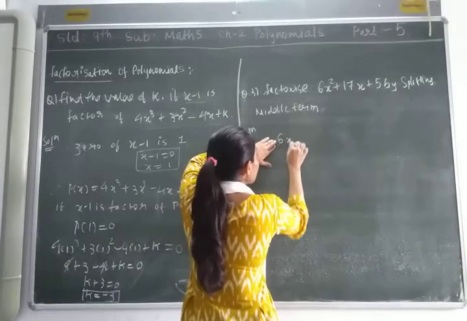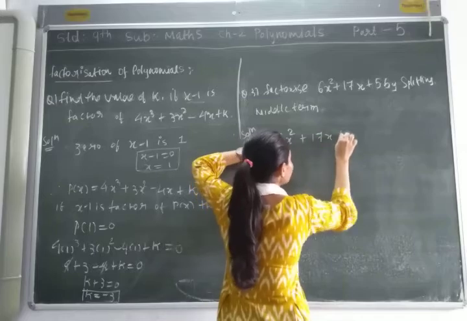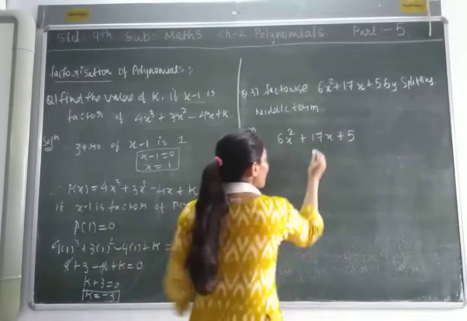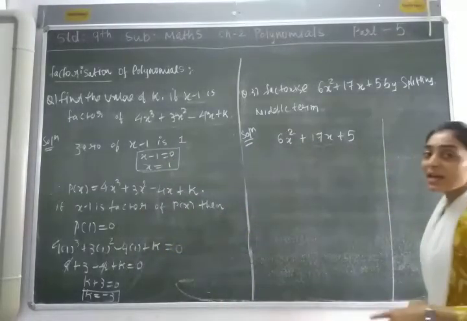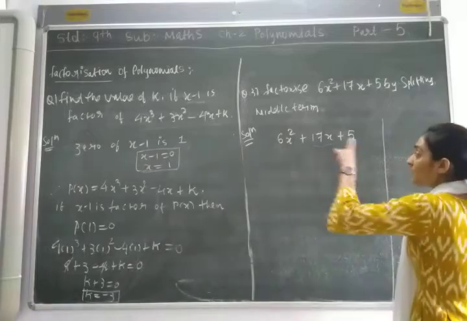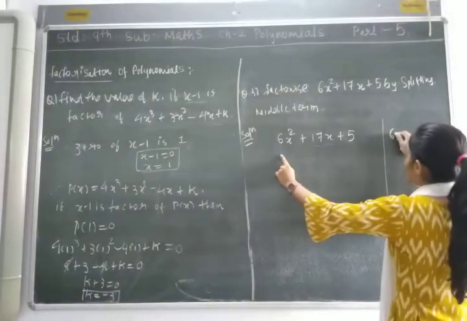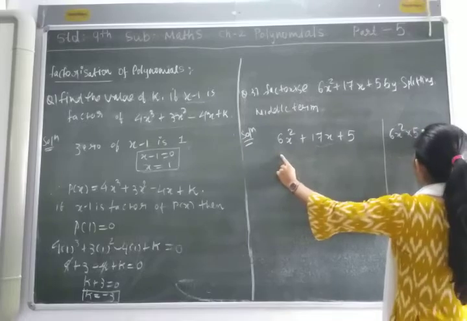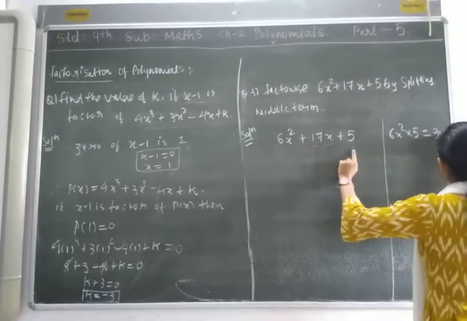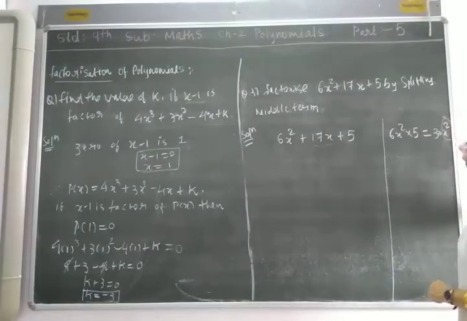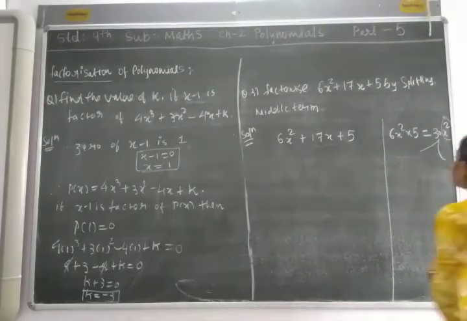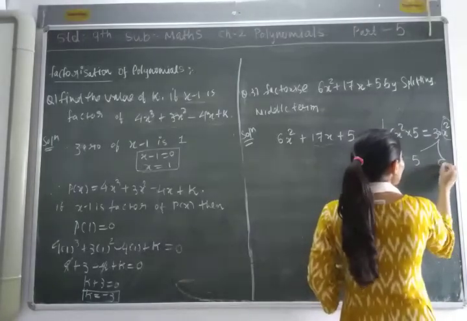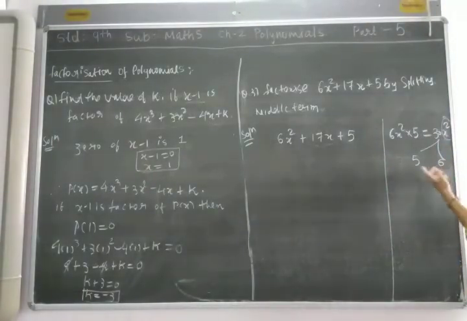So 6x square plus 17x plus 5. We have to split 17. What is my first step? We have to take the product of my first term and last term. So 6x square into 5 is nothing but 30x square. Now forget this x square. Now take the factors of 30. What are the factors? 5 and 6 are both factors.